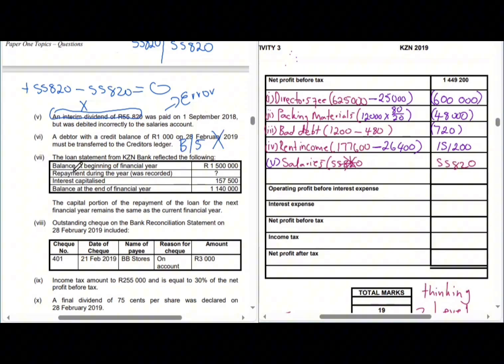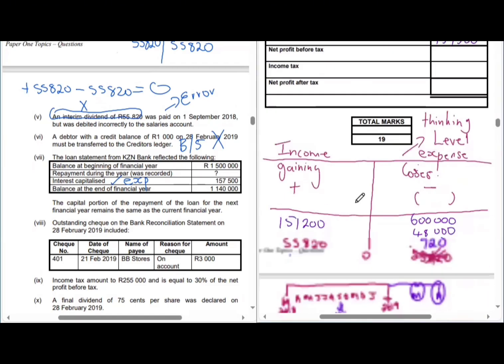The loan statement from KZN Bank reflects the following: opening balance, repayments during the year, interest capitalized. So we are only going to take the interest, because it's interest expense. And then under income statement, we have interest expense. Our interest expense has already been given as 1,500,700. So guys, in interest expense, let's take it to our thinking level.